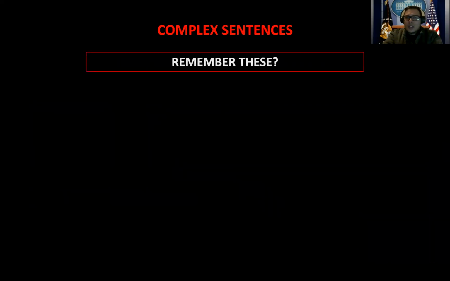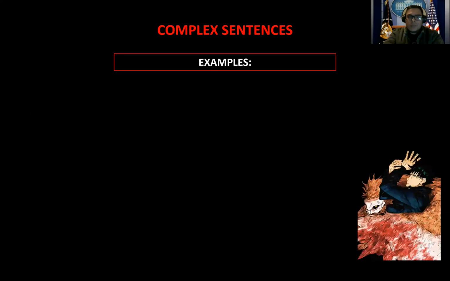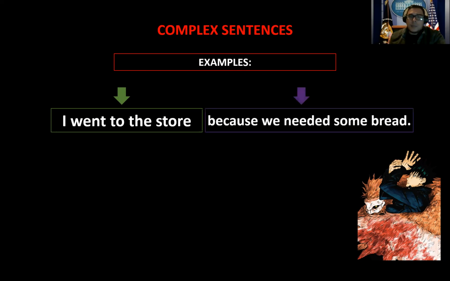How so? Well, let's check it out over here. This is a list that I shared with you guys on the PDF. If you don't remember, make sure that you ask me for the PDF. But these words are all subordinating conjunctions, and we can use them to make an independent clause into a dependent clause. Here are some examples. I went to the store. This is an independent clause. This is a complete idea. And then we have because we needed some bread. This is the example that we mentioned, right?